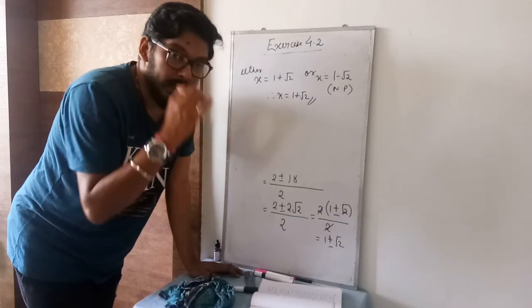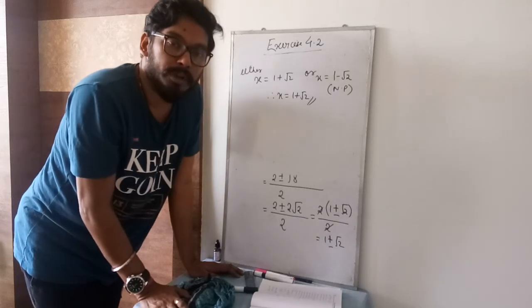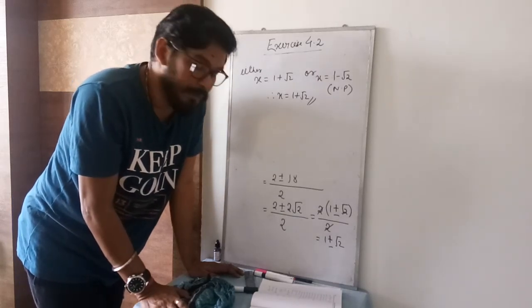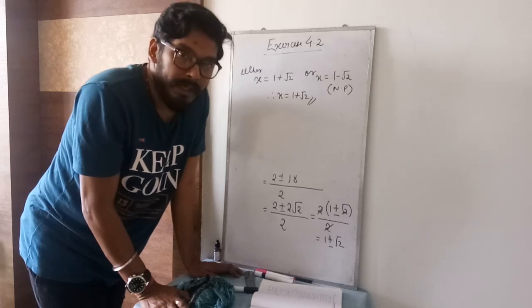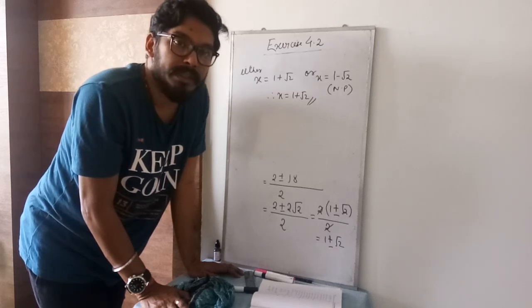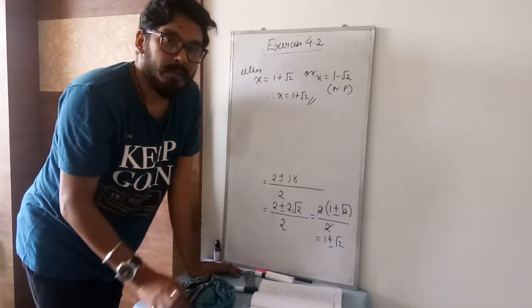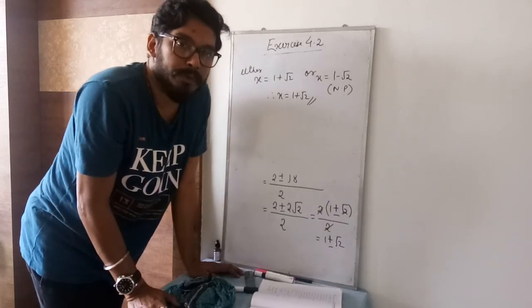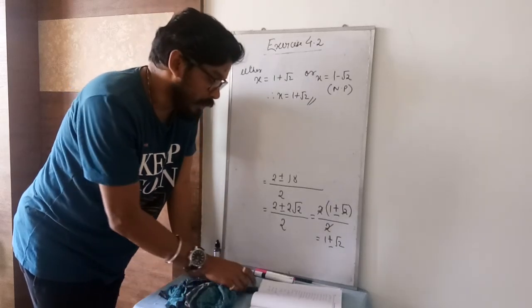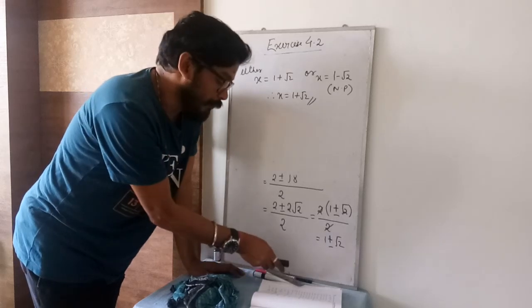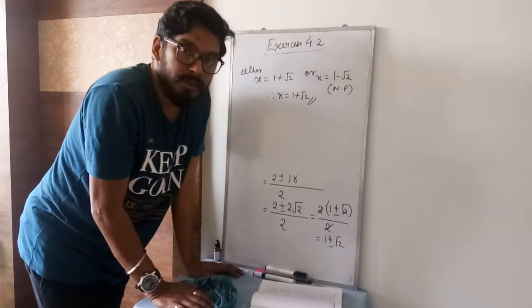I repeat again, in 10 Roman 1 we got two answers, 5 and minus 4. Okay, 5 will be acceptable and minus 4 will be discarded. So you can write at the place where you got x equal to minus 4, discarded. So this is the end of exercise 4.2 and the end of this session also.